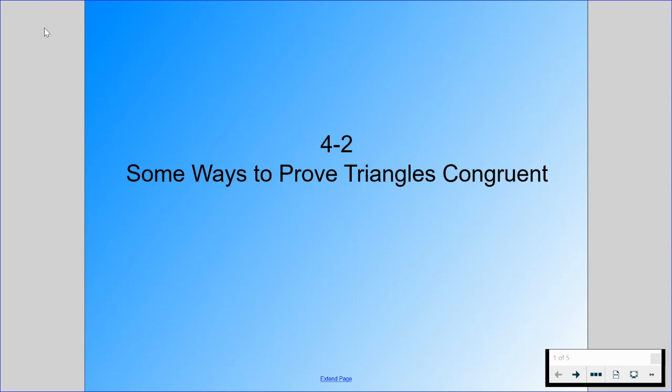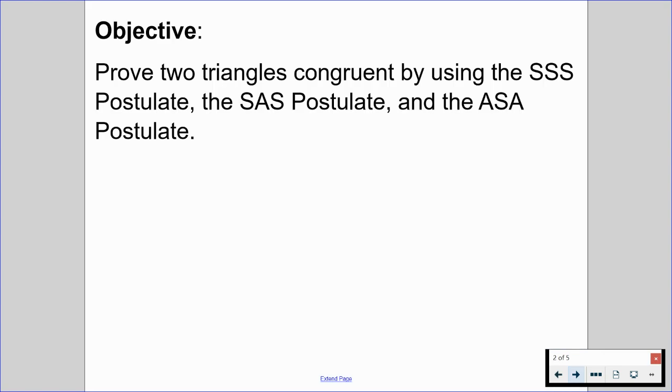So today we are going to be going through section 4.2, which is talking about some ways to prove triangles congruent. We're going to get sassy today. So put on your seatbelts, and by the end of this video, we're going to prove two triangles are congruent by using the SSS postulate, the SAS postulate, and the ASA postulate. So have out those guided notes. Let's begin.